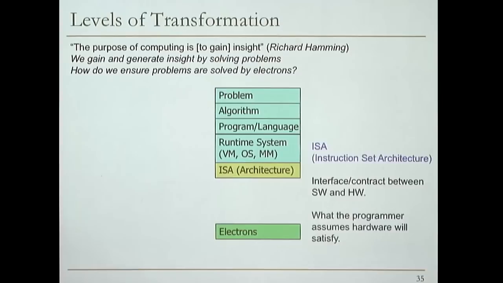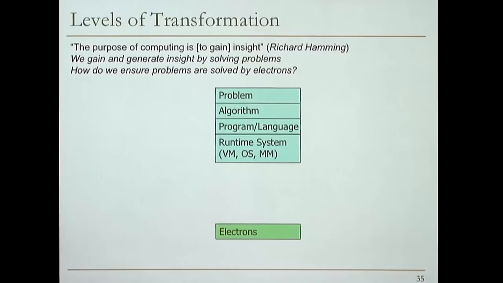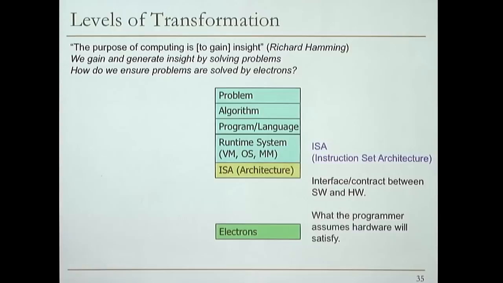Right? So this program or language runs on a runtime system. Runtime system consists of many components. Operating system is one example. But virtual machine is part of the runtime system also. There's memory management that goes on. These are all intermingled. And eventually, the program gets translated into an instruction set architecture, at least in general purpose systems today. And this instruction set architecture is the interface or contract between the software and the hardware.